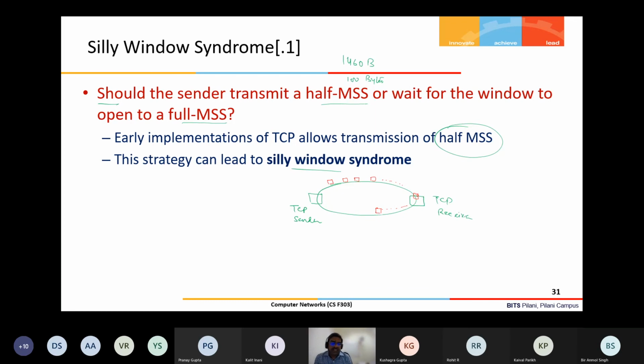So once the sender starts sending small segments, it will continue sending small segments only, because once it receives this acknowledgement, which is acknowledging this much data only, its window will be open by this much, and again it will send this. This process will continue: once the sender starts sending small segments, small segments will continually go.